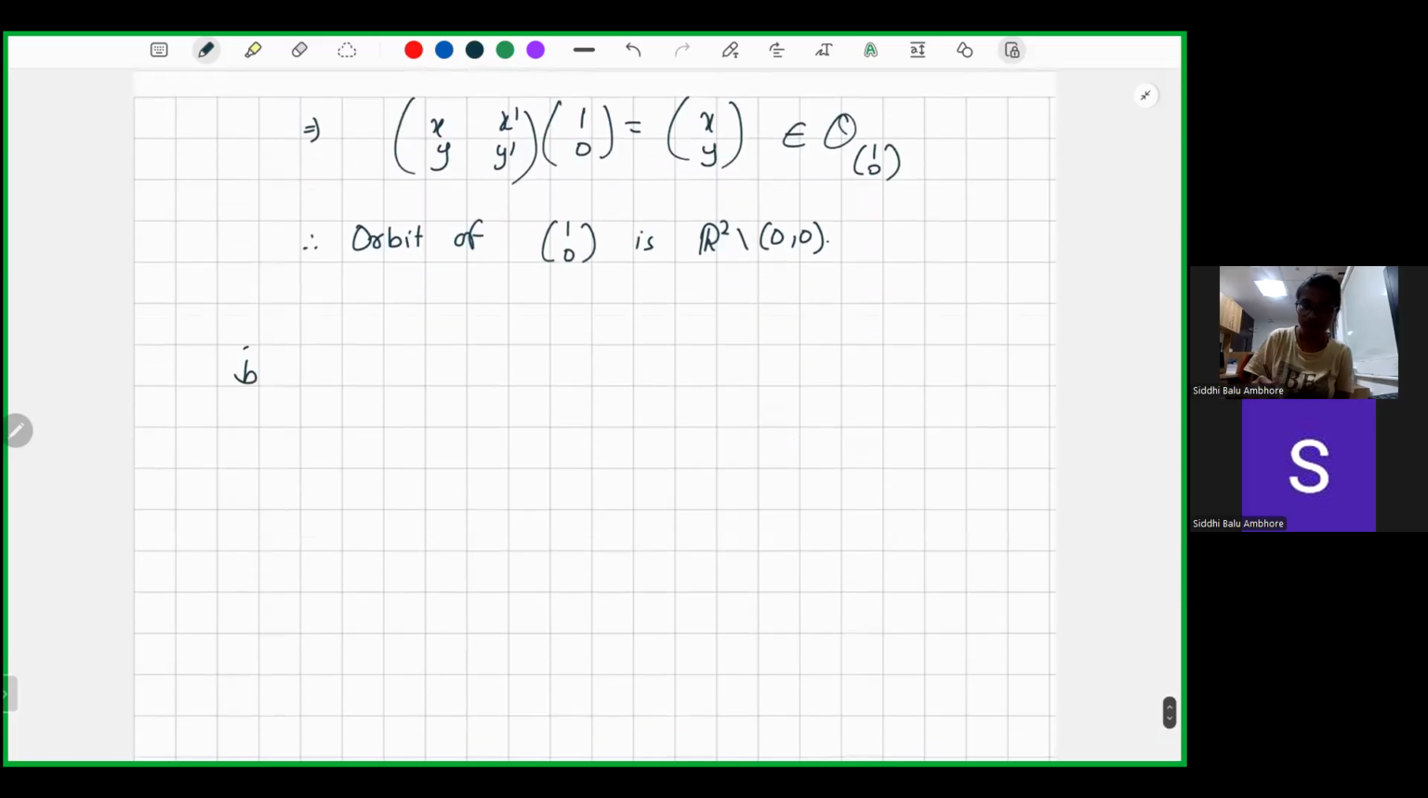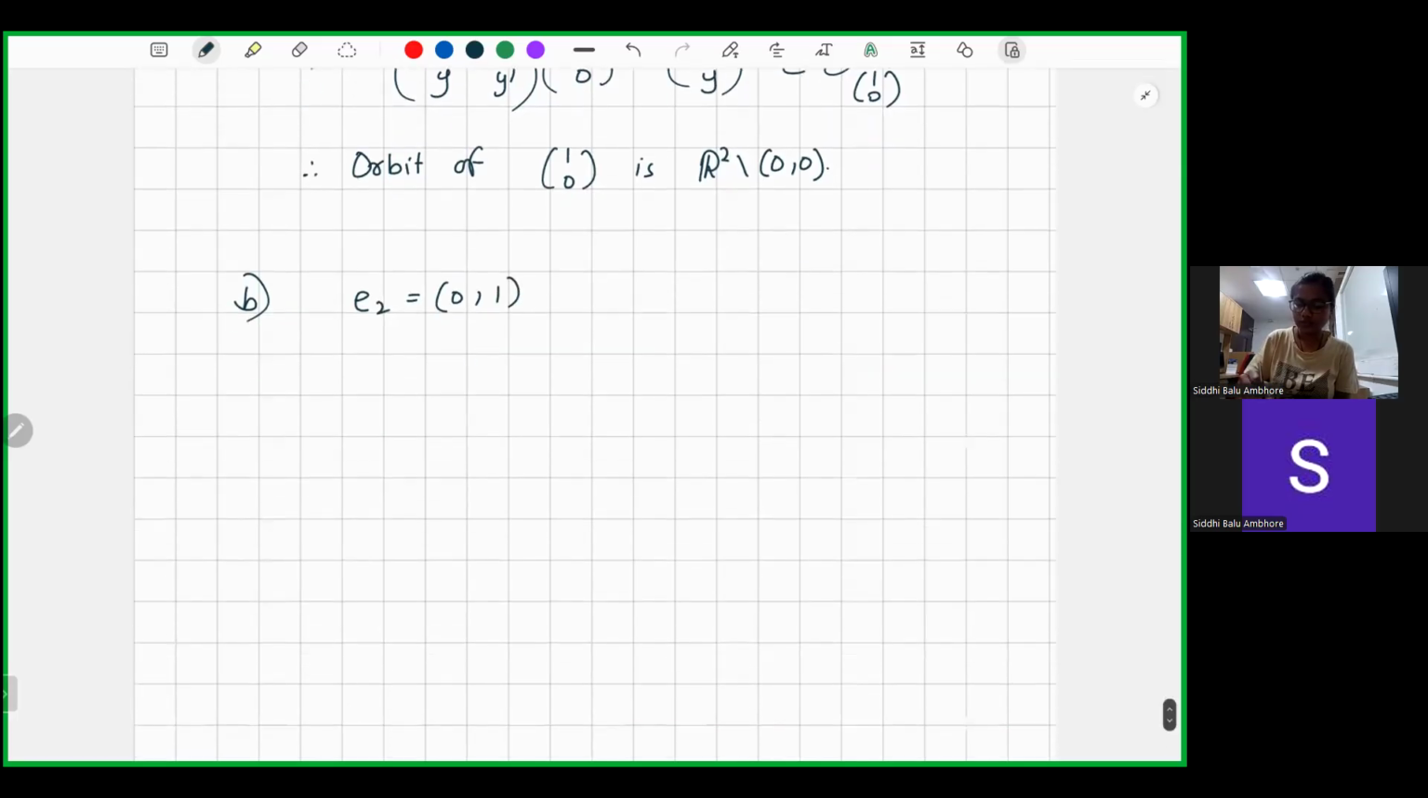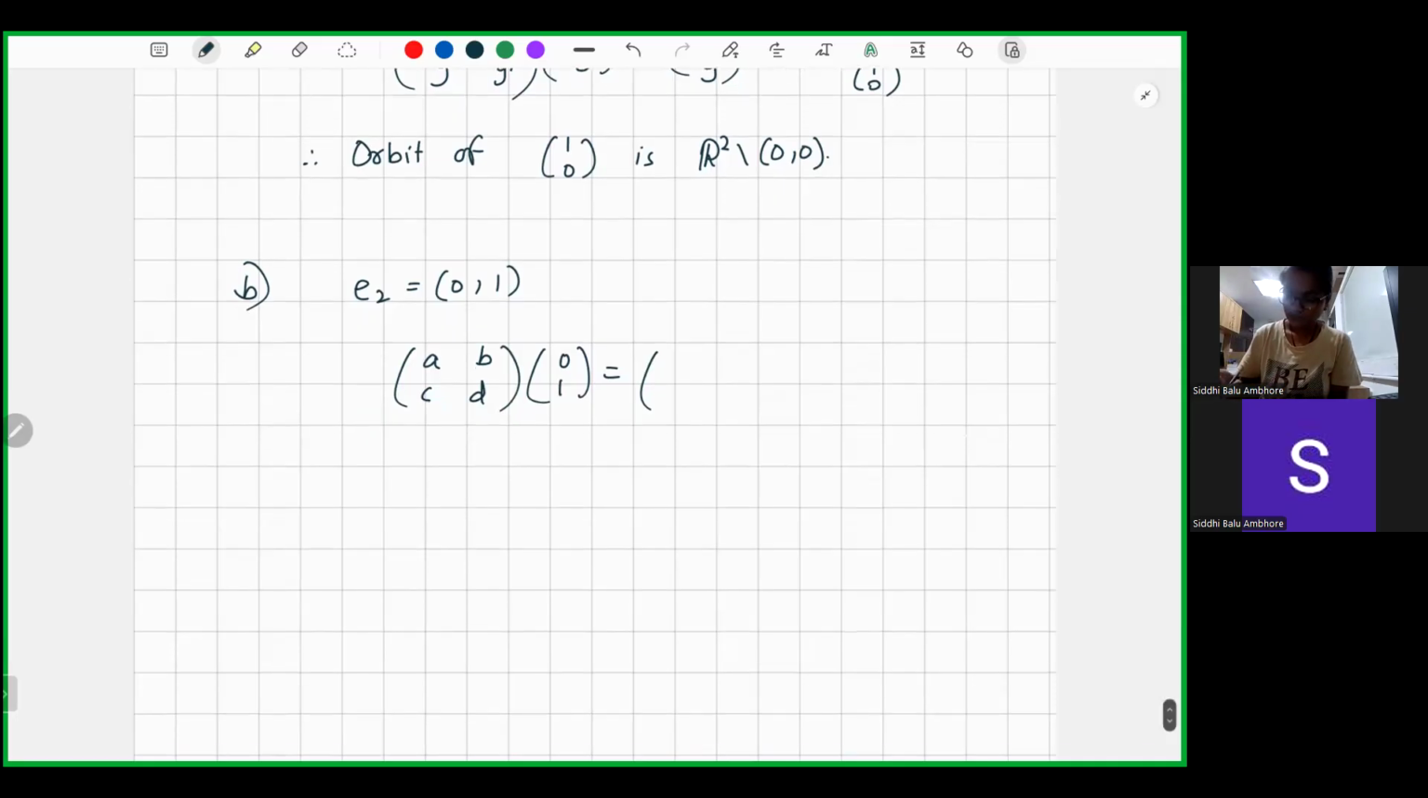And similarly for the B part. The E2 they have chosen is 0, 1, and see how this acts on any matrix with entries A, B, C, D. If I take this, this is 0, 1, and this is giving me B into 1, C into 0 plus D into 1, and this is again B D. So it is giving me the second column.